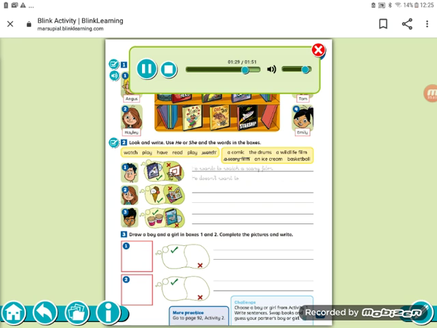Four. What about Emily? What does she want to watch? Let me see. Emily wants to watch a cartoon. A cartoon? Great! I love cartoons too. Okay, here's a new cartoon.